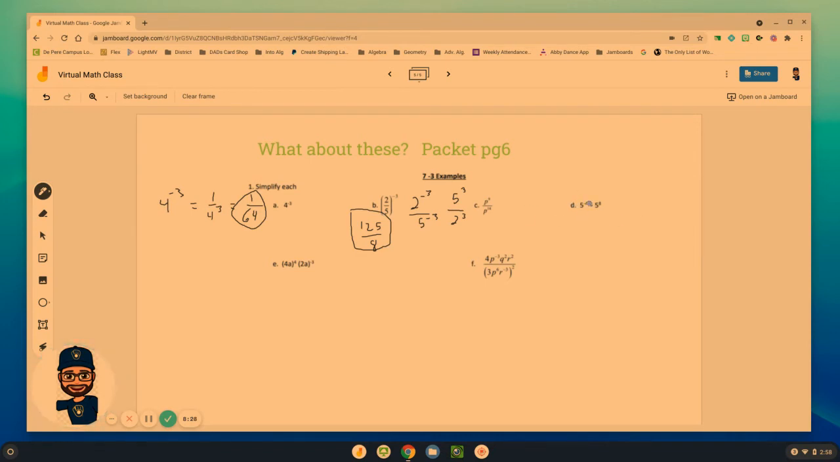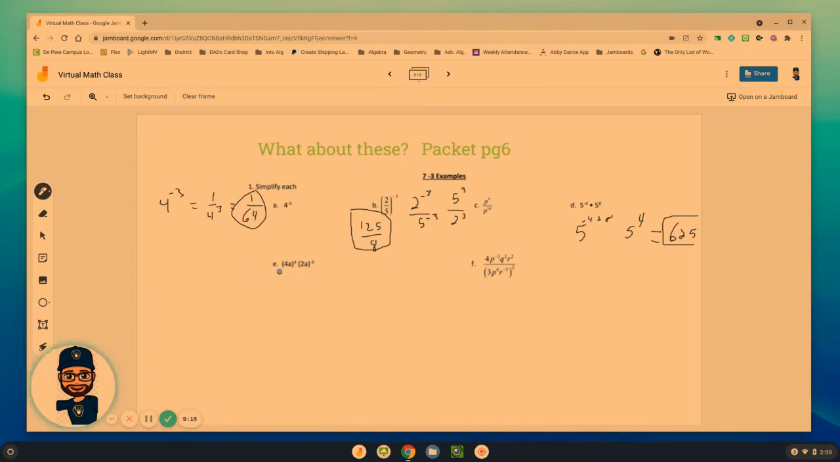Letter D, 5 to the negative 4th times 5 to the 8th. They have the same bases, so we can add their exponents. Negative 4 plus 8 gives me 5 to the 4th. Notice I didn't have to do anything with that negative exponent because we could add it together and it ended up going away. And 5 to the 4th is really 5 times 5, 25 times 5, 125, times 5 is 625. So we get 625. So we're starting to combine all of these rules together, trying to figure out a way to best represent them in one final solution.